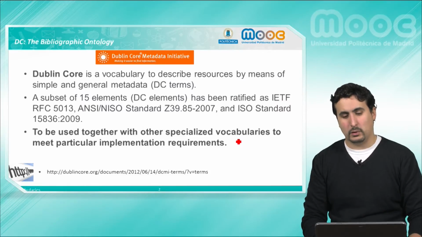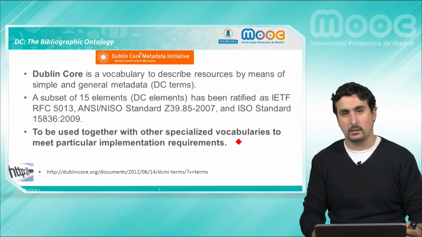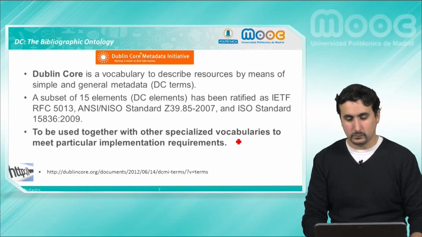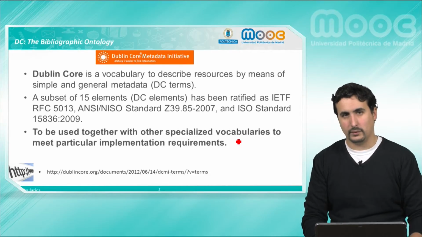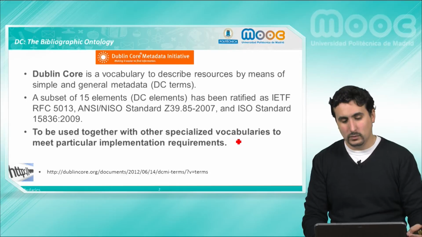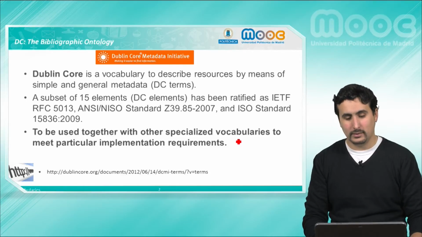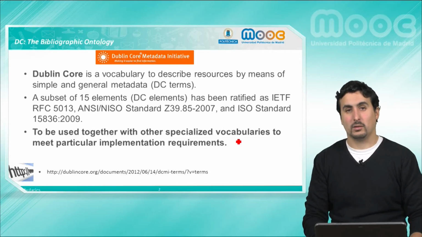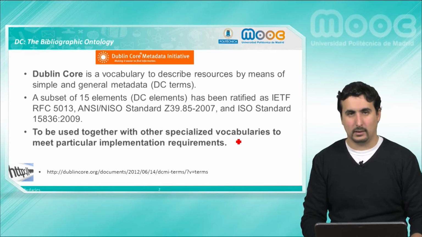Dublin Core is a vocabulary that aims to describe resources by means of a simple and general metadata, referred to as DC terms. A subset of 15 elements, which are referred to as DC elements, has been ratified as an international standard for metadata representation. The purpose of Dublin Core is to be used with other specialized vocabularies to meet particular implementation or requirements for data representation.